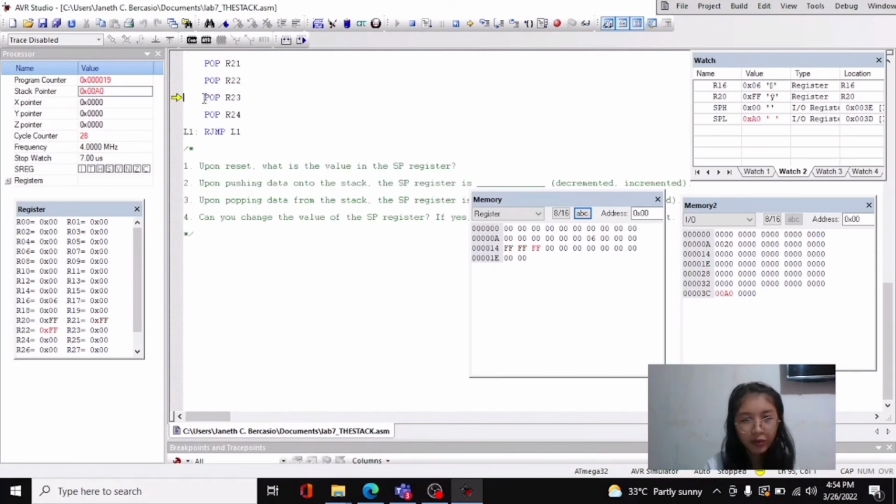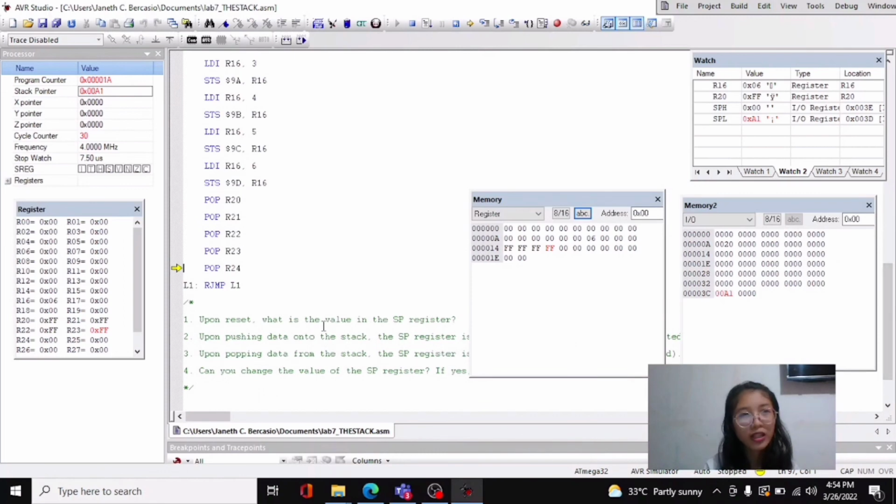The same scenario happened when we pop R22, it became FF hex, and our stack pointer is incremented by 1. And popping R23, we have FF loaded, then our stack pointer incremented by 1. So it seemed that the pop instruction works oppositely to the push instruction, since it was observed earlier that when we push registers, our stack pointer decrements by 1, and our registers were not affected by executing each instruction. But this time, when we use the pop instruction, our registers were affected, and our stack pointer increases by 1.